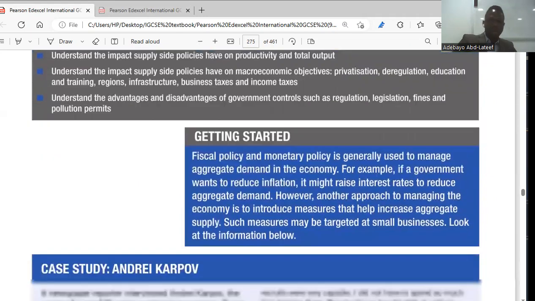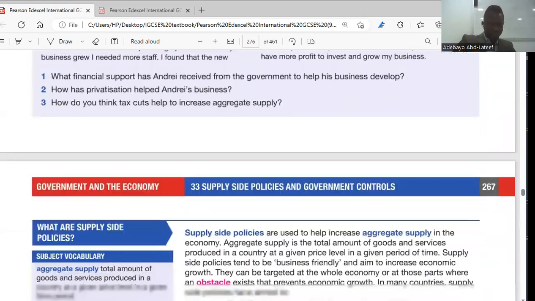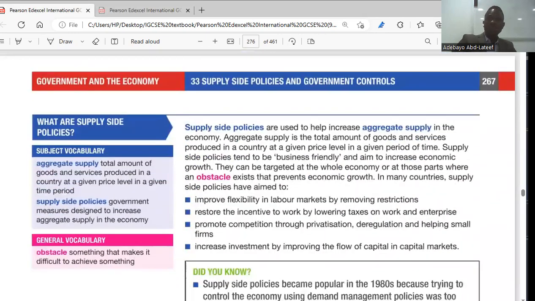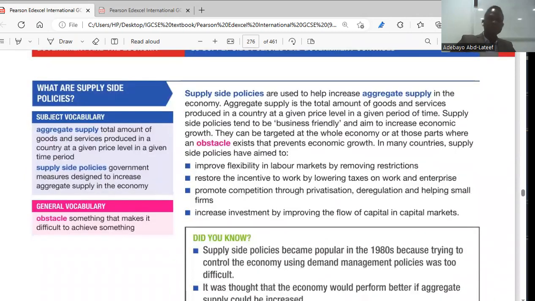Okay. So how do government control this? Let's see. Page 267, are you there? It said, what are supply side policies? Supply side policies are used to help increase aggregate supply in the economy. Aggregate supply is the total amount of goods and services produced in the economy. I said that already. So supply side policies tend to be business friendly and aim to increase economic growth. They can be targeted at the whole economy or at those parts where an obstacle exists that prevents economic growth.